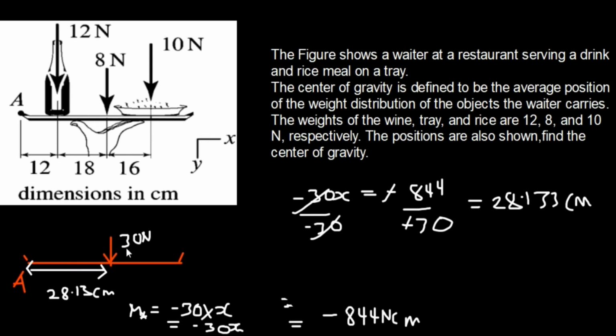So this system here will produce the same effect as all these weights are producing here. So our distance from point A, where you have to place the resultant force for it to cause the same effect as these forces will cause, is 28.133 centimeters from point A.